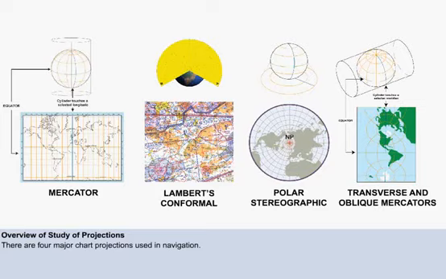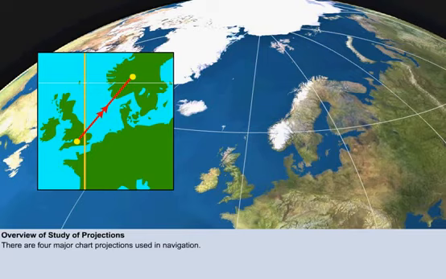We are now going to commence our study of the four major chart projections used in aviation. It is a necessary condition of navigation that the angles shown on a chart are the same as the angles on the Earth. This property is known as orthomorphism, or conformality, and most projections in general use are not orthomorphic.